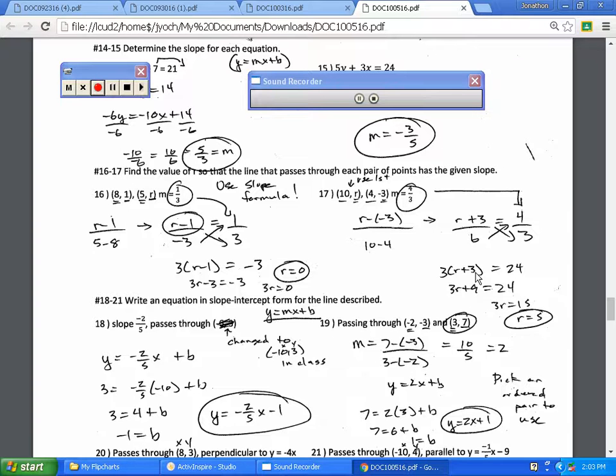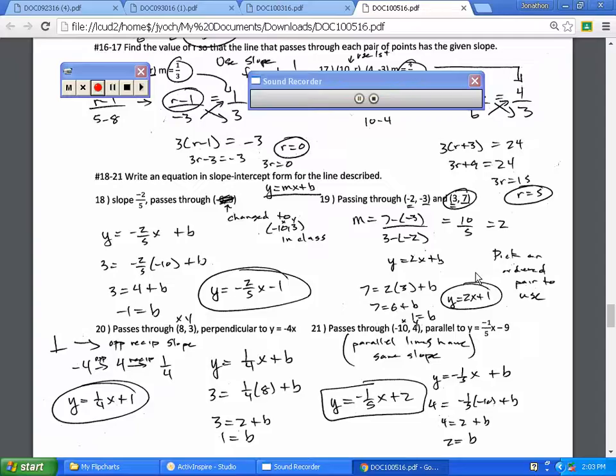Y equals mx plus b is slope-intercept form. You know the slope. We changed it to negative 10/3 instead of negative 6/3. I'm going to make sure there's really no decimals involved for your y-intercept tomorrow. It's a big hint, hint, wink, wink. So y is 3, x is negative 10. Solve that equation for b, get b is negative 1, put it all together. Y equals negative 2/5 x minus 1.